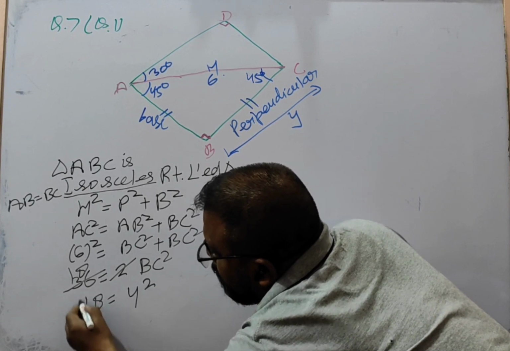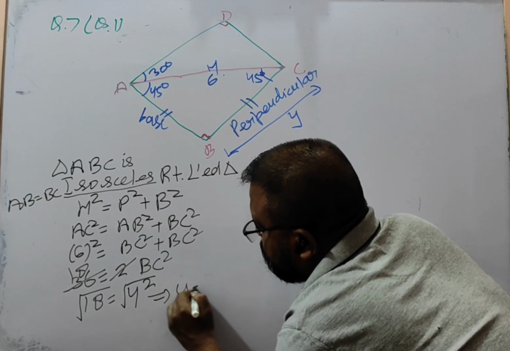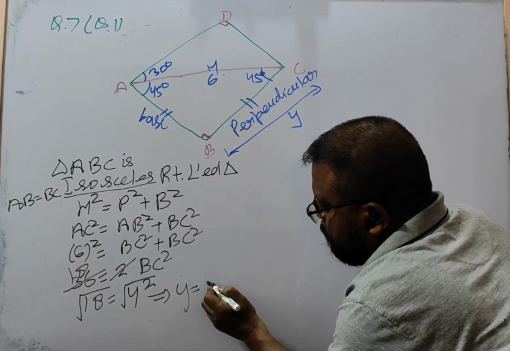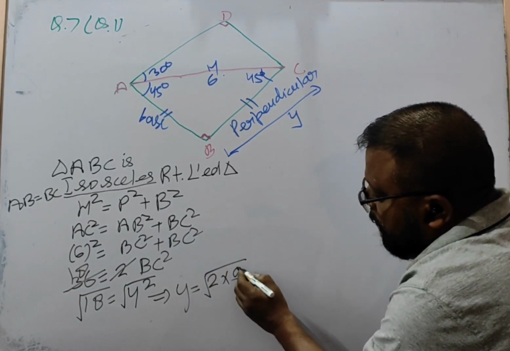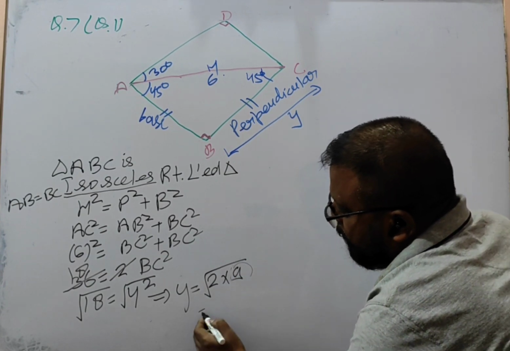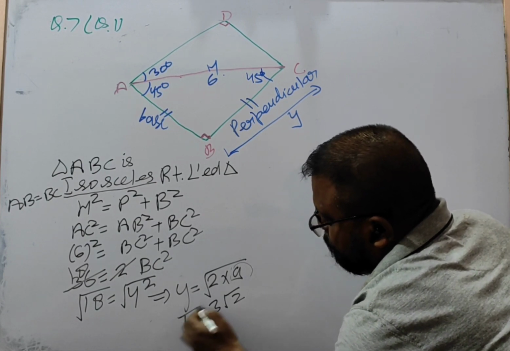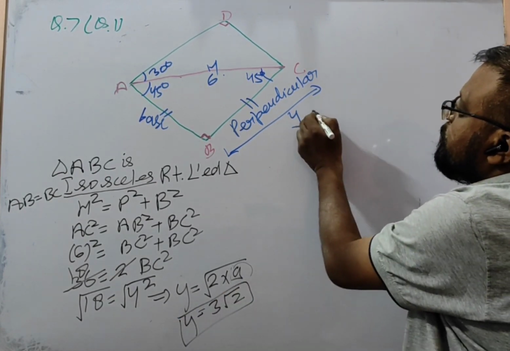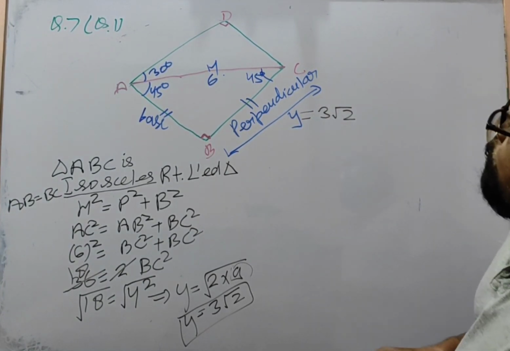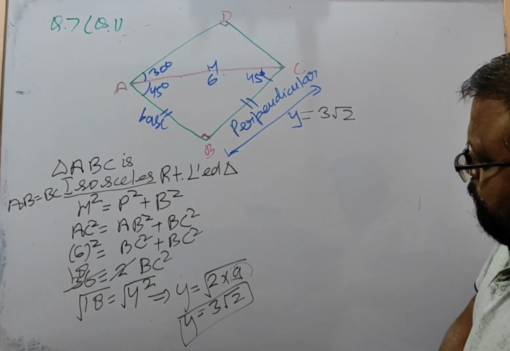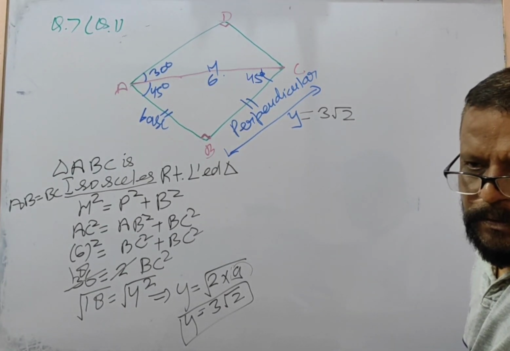Taking the square root on both sides, we get Y is equal to root 18. 2 times 9 is 18, and 9 is a perfect square, so we can write it as 3 root 2, right? So Y is 3 root 2. Get it? You got this?